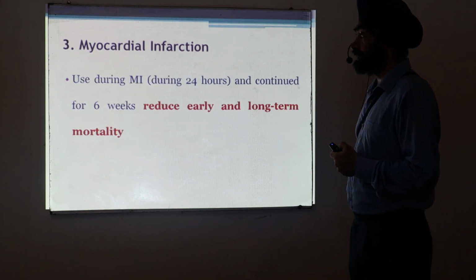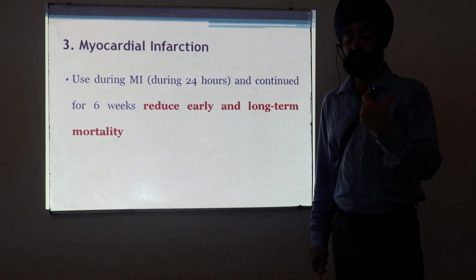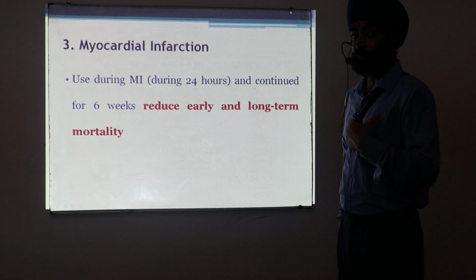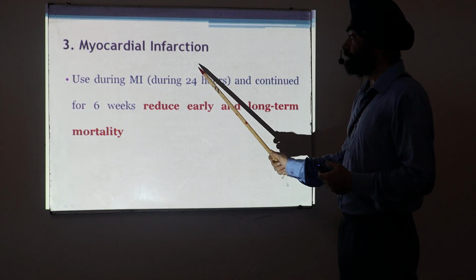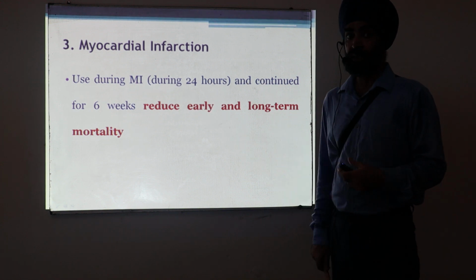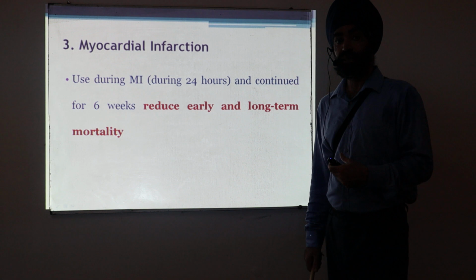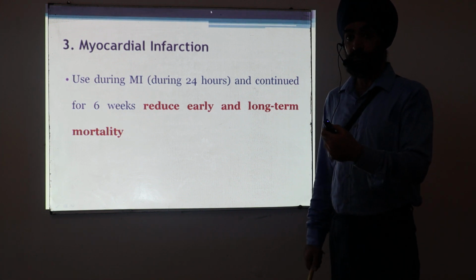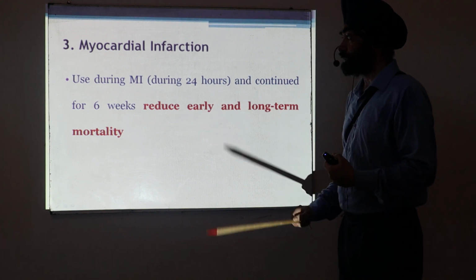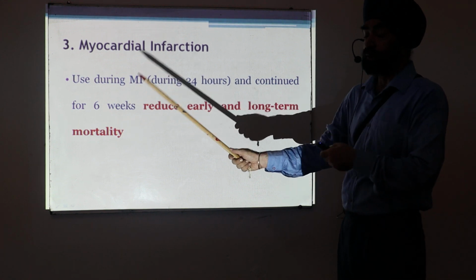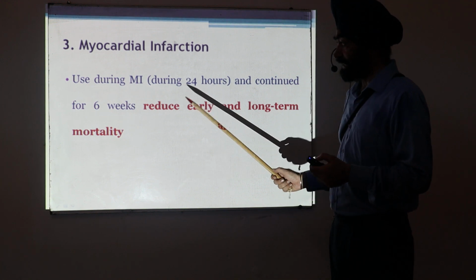Myocardial infarction. Now it is found that if the person is undergoing myocardial infarction, that means a heart attack has taken place, and if you give these drugs during the first 24 hours and continue to give for at least 6 weeks, the early mortality, that is mortality in the hospital, and long-term mortality are reduced. So they reduce the chances of mortality in patients suffering from myocardial infarction. Very important use.